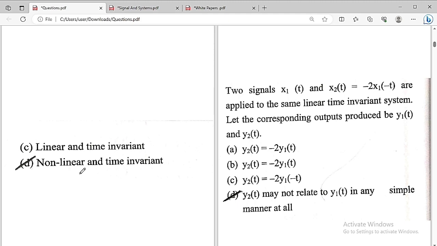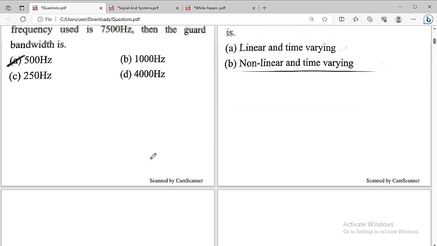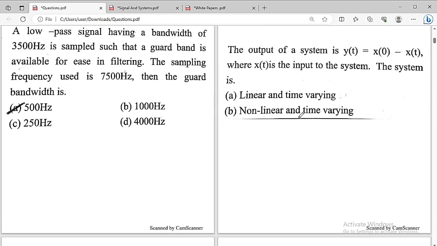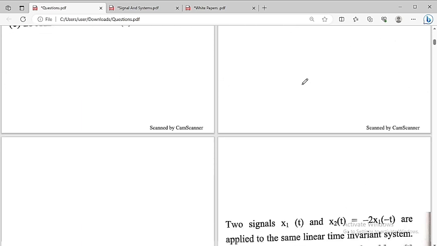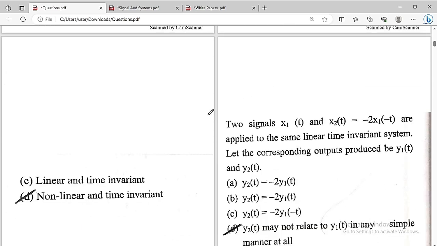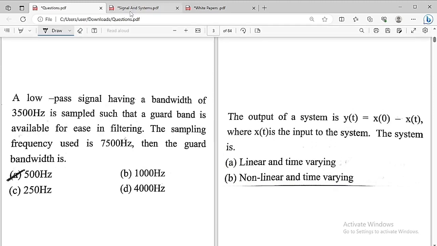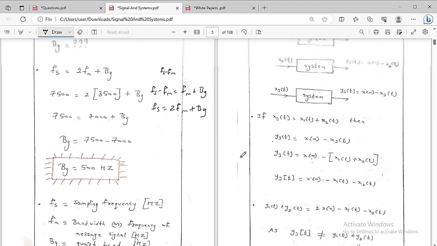Of the four options, option D, non-linear as well as time invariant, is the correct solution of this question. So whatever the system is, note that it is non-linear as well as time invariant. So let us solve this numerical.